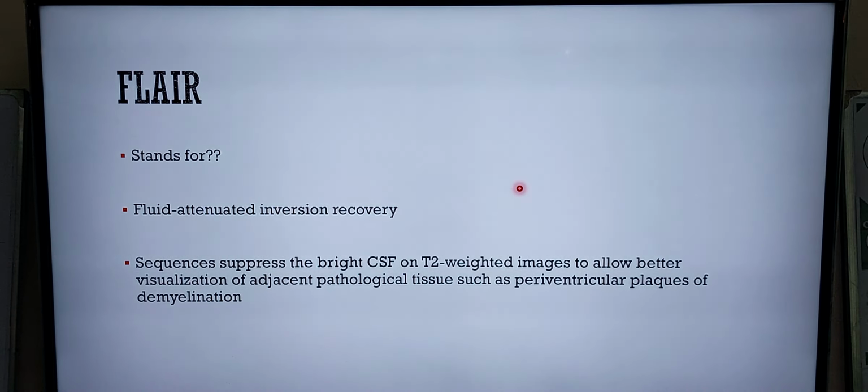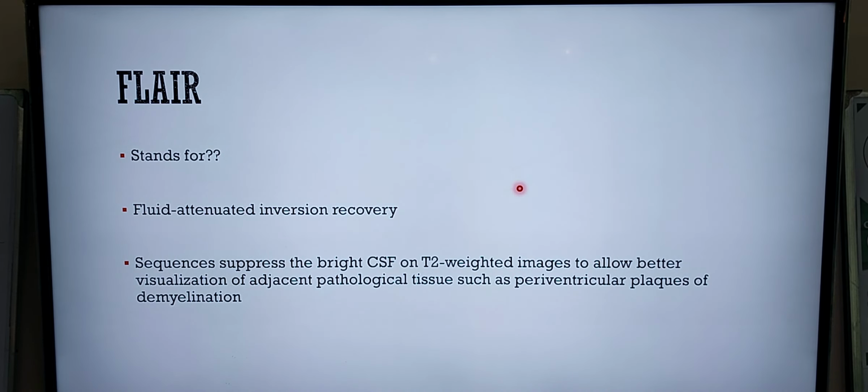What does FLAIR stand for? This is fluid attenuated inversion recovery. In STIR and fat suppression, we were suppressing the fat, but in FLAIR, we are going to suppress the CSF so that the T2 weighted image can detect other structures apart from the CSF.